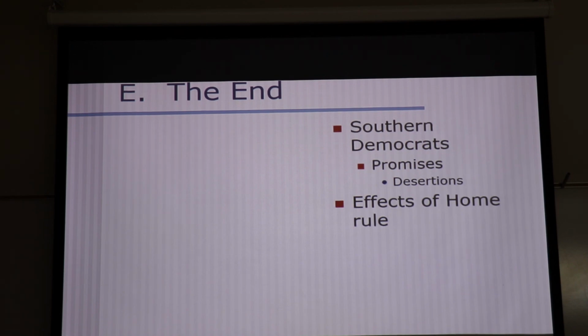So Hayes was able to win through a compromise. And with the pulling out of the federal troops and the return of home rule to the South, limitations against the newly freed men slowly began to increase. And that's why 1877 is known as the official end of Reconstruction. Next slide.